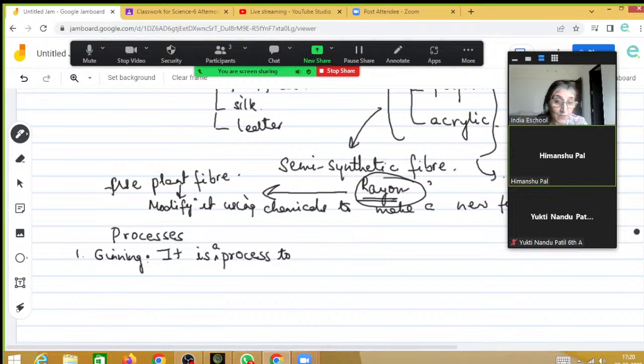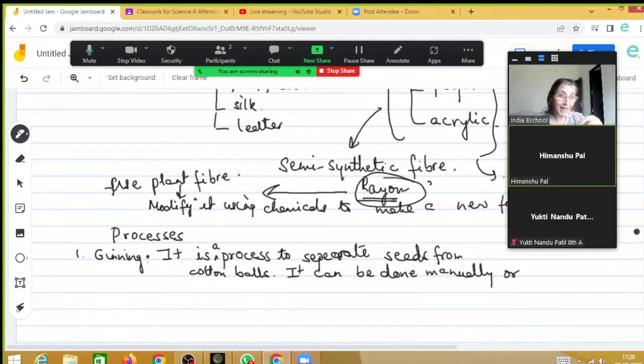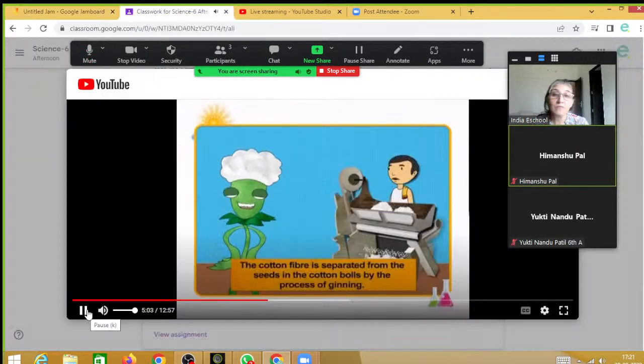How can it be done? It can be done manually or by machines. You can remove them by hand, ma'am, and by machines. Manually means by hand, and machines. Now we have cotton which is free of all the seeds. Now how is the fiber made from here? Let's see that. Separation of seeds from cotton can be done using ginning machines.